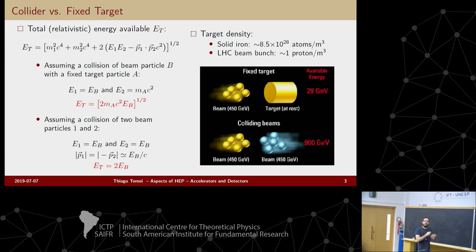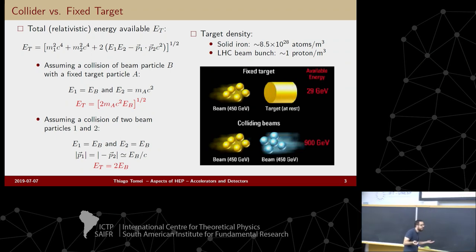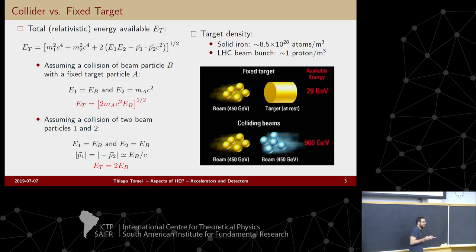Oh, Thiago, but why does anybody do fixed target experiments nowadays? Two reasons. First, it's easier to prepare one beam and send it to collide with bulk matter, a block of iron, let's say, than to focus two beams and make them collide head on. So in this particular sense, it's easier to do a fixed target experiment.